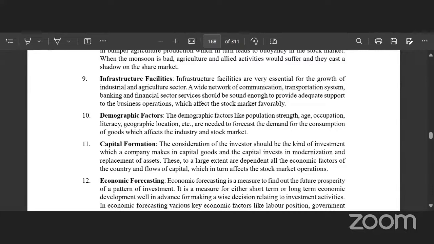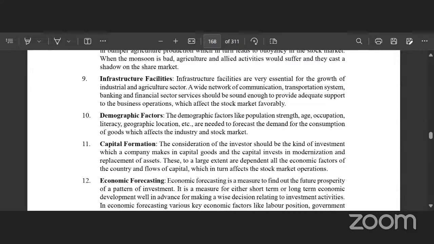Demographic factors. If you consider the population, of course the Indian population is the highest in the world. Still, we have some advantage because of the demographic dividend. Unlike other countries, even unlike China, we have a good demographic dividend. In the sense that in the working-age population, maybe 20 to 25, 25 to 35, we have a good percentage of population, which is very good for the economy.